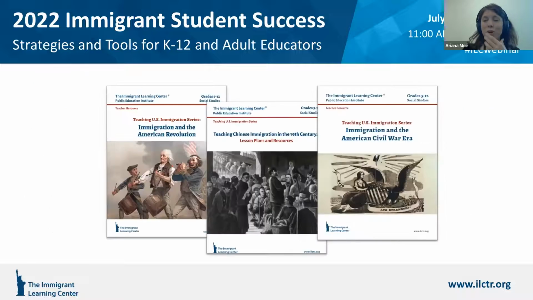Now, this is just one lesson. We have many others. We've started with the American Revolution, done another one on Chinese immigration in the 19th century, and this one that I just drew these activities from is on the Civil War. We have another one coming out very soon about Reconstruction, and we're going to be working our way through other important periods in history in the next year or so.